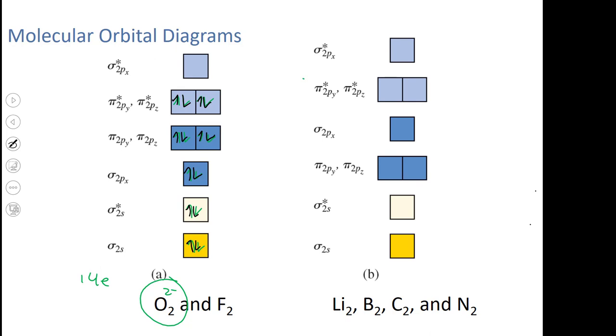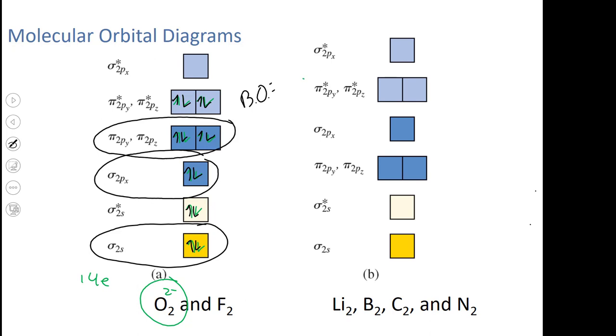Let's calculate the bond order of this real quick. Bond order. So, how many electrons are in bonding orbitals? Remember, if I'm just looking at this, how do I tell by the labels whether or not it's bonding or antibonding? The star, the asterisk. The asterisk means what? Antibonding. All right, so let's circle all of our bonding orbitals first. 2, 4, 6, 8. So I should have 8 electrons in bonding orbitals. How many in antibonding then? 6. So 8 minus 6 divided by 2. What is my bond order for O2 2 minus? 1. So the bond order is 1.